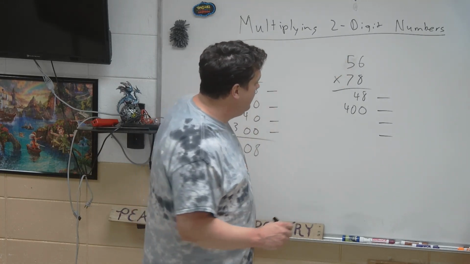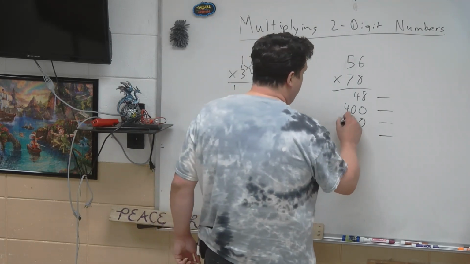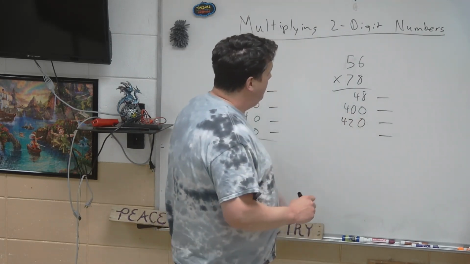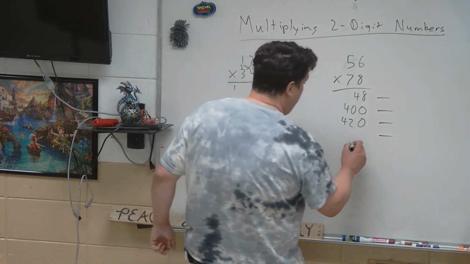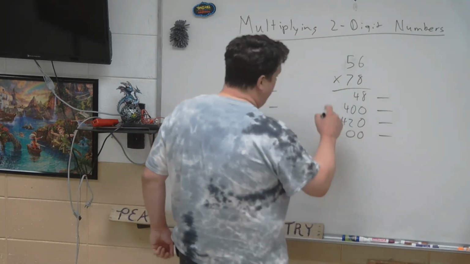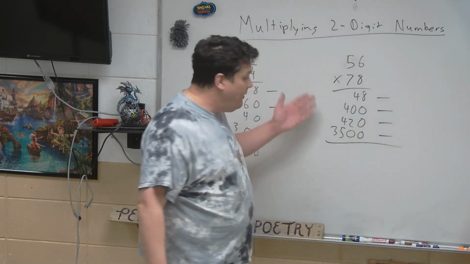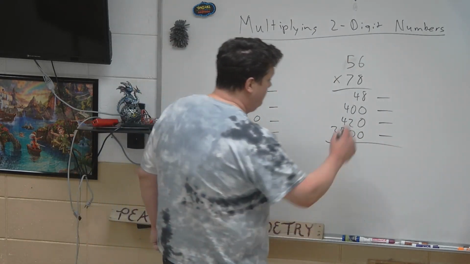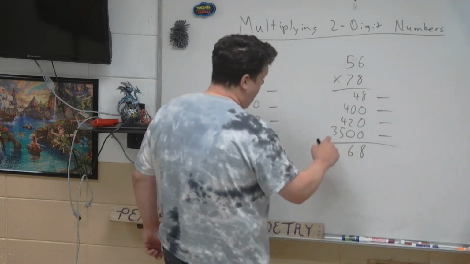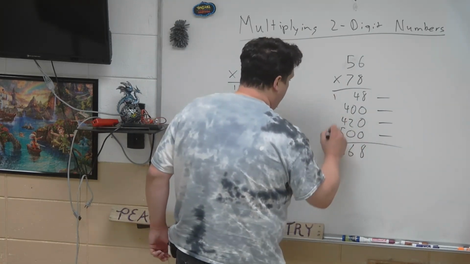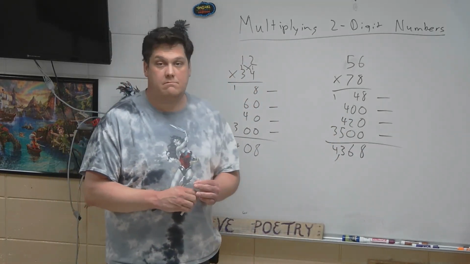Then we do 6 times 7. Again, we have to put a 0 in here as a placeholder. 6 times 7 is 42. And then we're going to multiply 5 by 7, which is really 50 by 70. We need a couple of zeros in here as placeholders, and then 5 by 7 is 35. And when we add all these up, we should get the right answer. $4,368. There you go.